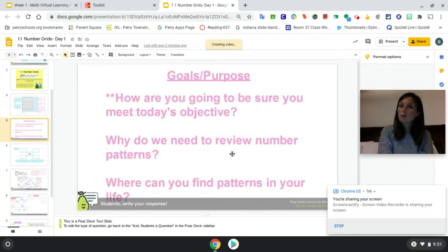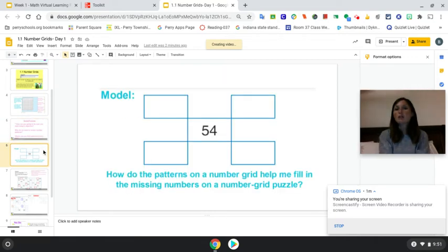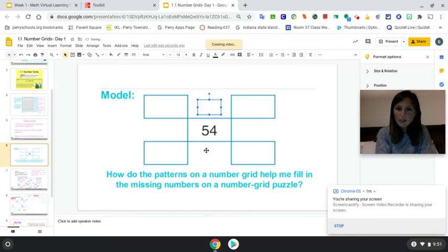So you should be filling out this goals part right here, thinking about what you need to do today and how you're going to be able to meet today's objective. And I'm going to show you a smaller number grid where we have missing boxes. My number here in the middle is 54. I had to figure out what would go in these other boxes. If I think about how a number grid is formatted, even though it doesn't want me to fill these in, I'm going to fill them in anyway because that's going to help me in my head.